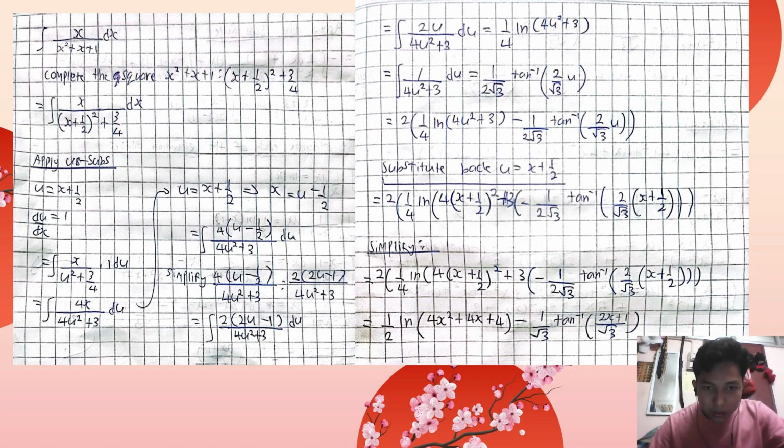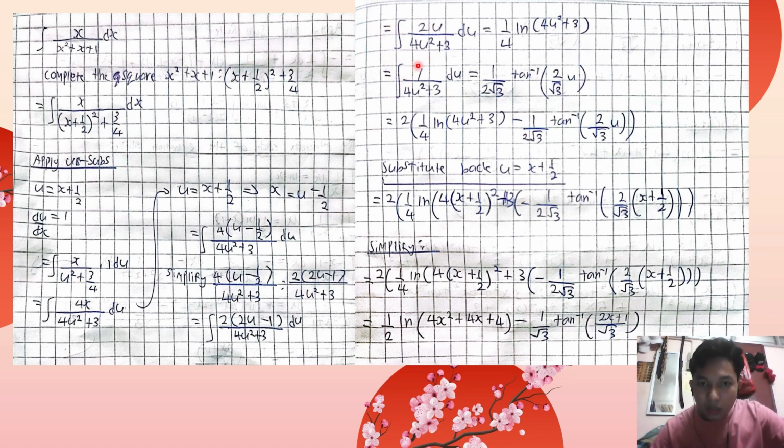And then we can get 2u minus 1 over 4u squared plus 3. Then integrate 2 bracket 2u minus 1 over 4u squared plus 3 du. Next, the integration of 2u over 4u squared plus 3 du is equal to 1 over 4 ln(4u squared plus 3). As we can see here, we can change it to the ln, and the 1 over 4, we can get it back over here.